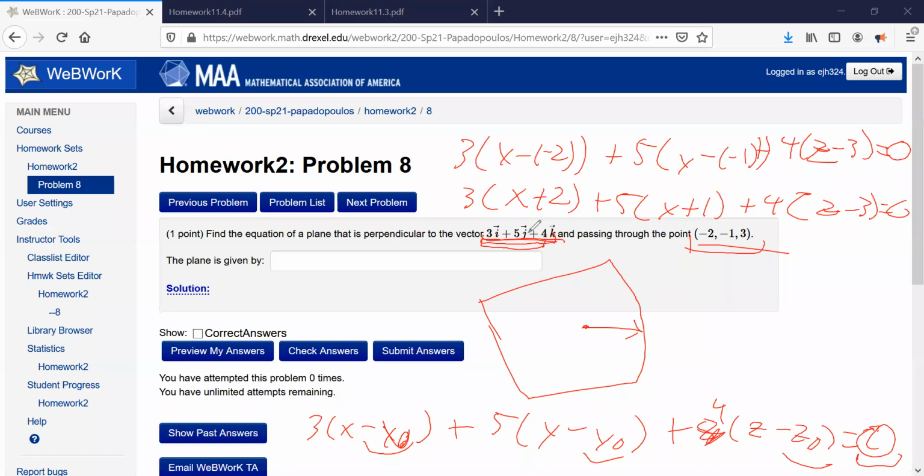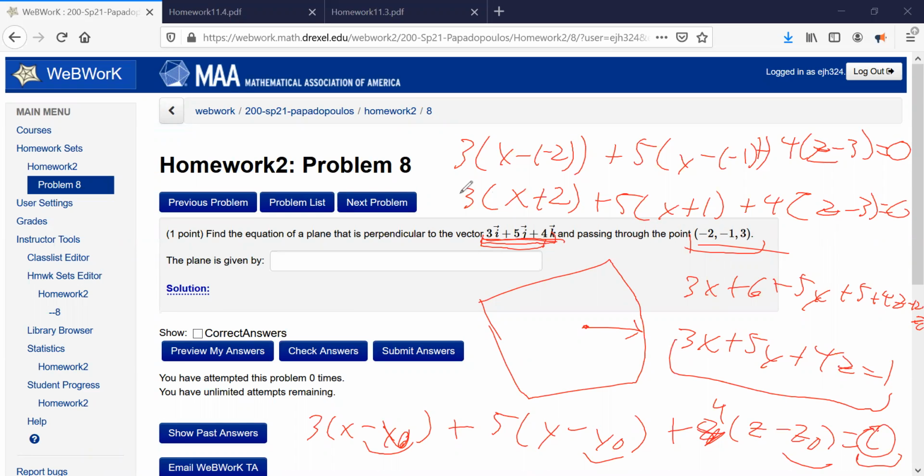But if you want, you can also distribute this out, and then you get 3x plus 6 plus 5y plus 5 plus 4z minus 12 is equal to 0. 6 plus 5 is 11, minus 12 is -1. And then if I move the -1 over to the other side, it becomes positive. So this is the same thing, saying 3x plus 5y plus 4z is equal to 1. This is the cleanest way to write it, but either of these is also a perfectly acceptable answer for you to put.